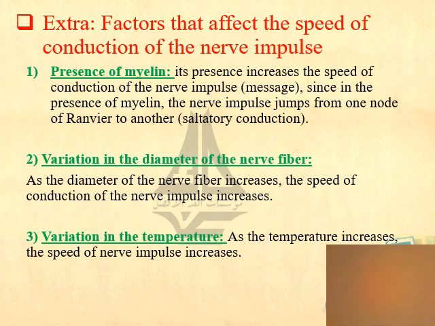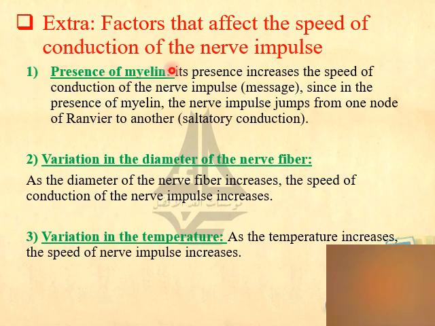Finally, you have to know that the speed of the nerve impulse, or the nerve message, is affected by many factors. What are the factors that affect the speed of conduction of the nerve impulse? This is a very important idea. There are many questions concerning the speed, or the velocity, of the conduction of the nerve impulse.